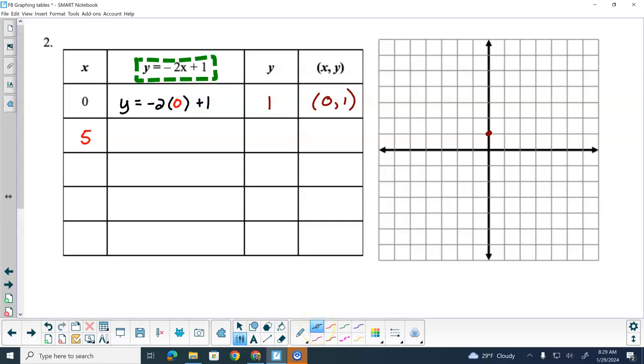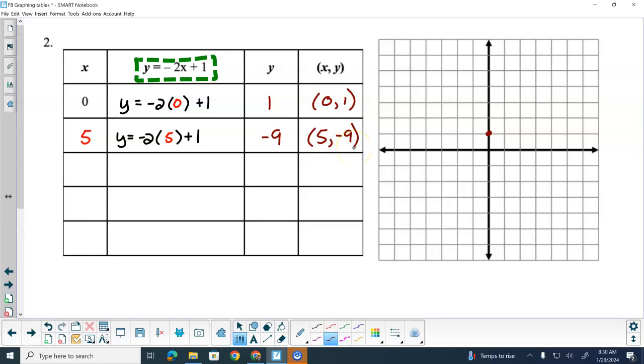So then you're going to have y equals negative 2 times 5 plus 1. What is negative 2 times 5? Negative 10. And what is negative 10 plus 1? Negative 9. So this is going to give me a y value of negative 9, which means we're going to have the point 5, comma, negative 9.